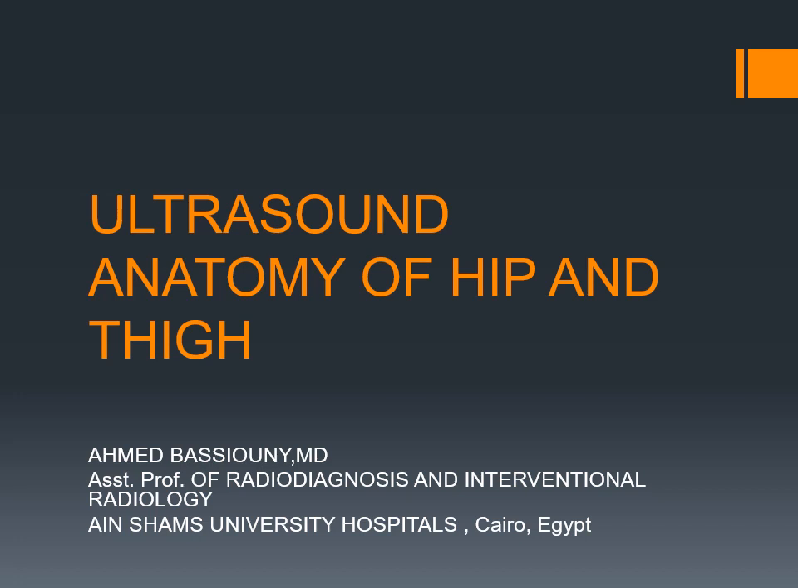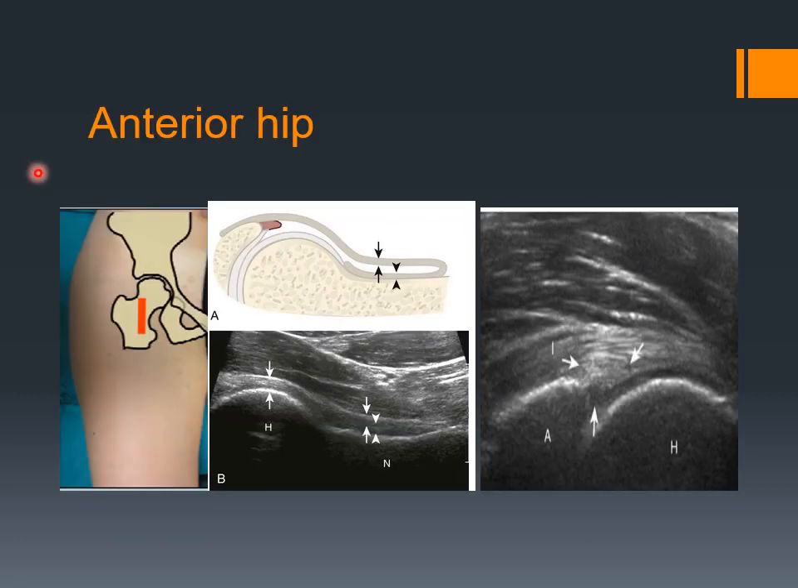Today's lecture will be about the ultrasound anatomy of the hip and thigh in adults. We start examination of the hip by the anterior approach, where we put the probe in LS position at the site of the head and neck of the femur. This is a diagram showing the anterior recess of the hip joint, where the joint effusion is seen.